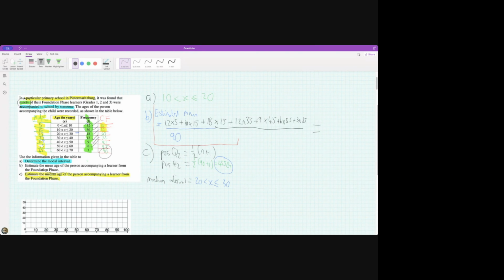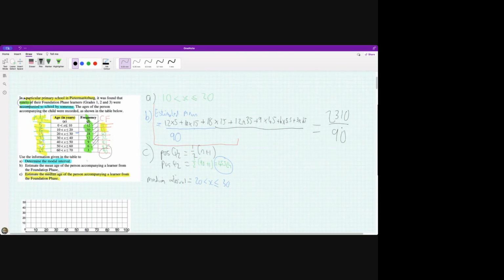12 times 5 plus 30 times 15, 18 times 25 plus 12 times 35 plus 9 times 45 plus 6 times 55 plus 3 times 65. So I get the number 2,310, but that has to then be divided by 90.